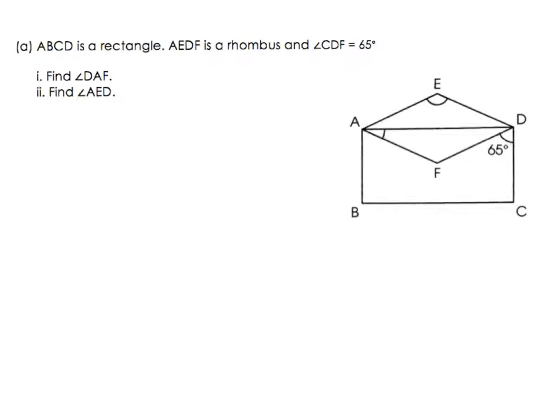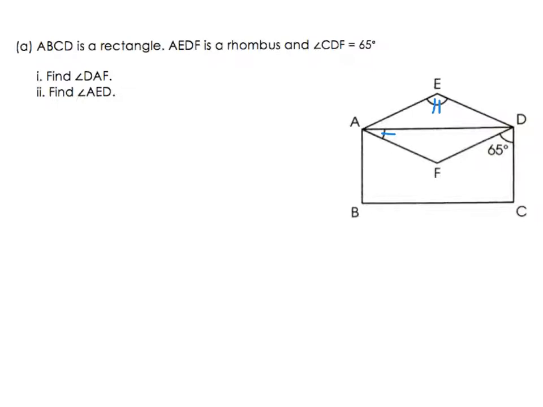ABCD is a rectangle, AEDF is a rhombus, and angle CDF is equal to 65 degrees. We want to find angle DAF and angle AED. So let's try to label that so we won't lose our way. Angle DAF is this one, and angle AED is this one.